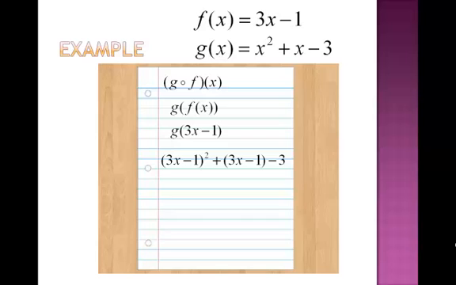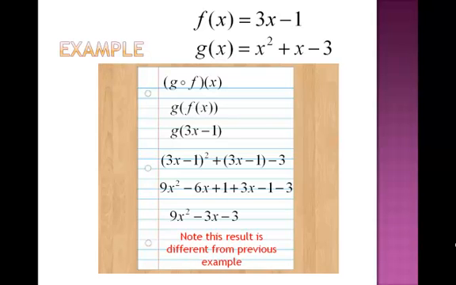Now this one definitely does take a lot of simplifying. I have to square out the 3x minus 1 on the left, and then probably start combining a lot of my like terms. So I have a minus 6x and I have to add it to a 3x. Well, that's not too bad. Now, notice how when I'm all done, I get a 9x squared minus 3x minus 3. And that represents when g is on the outside and f is on the inside.